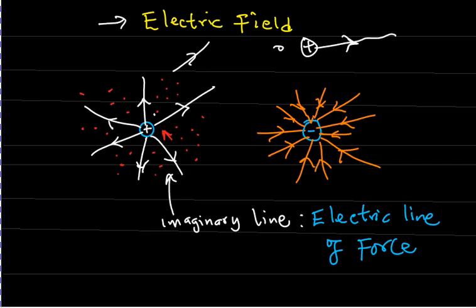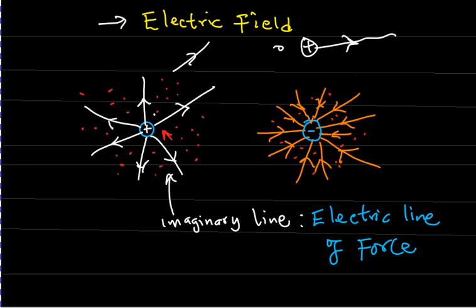Now here is the one for an isolated negative charge. As you can note, the difference between the line of force of an isolated positive charge and that of a negative charge is the fact that for a negative charge, the arrow is pointing inward. So please take note of this.